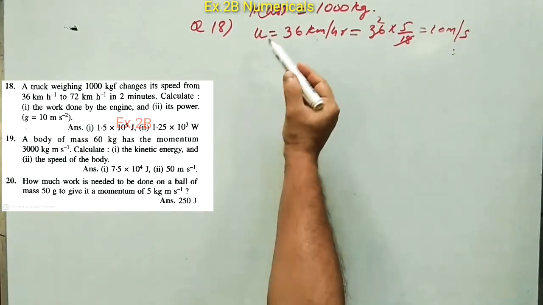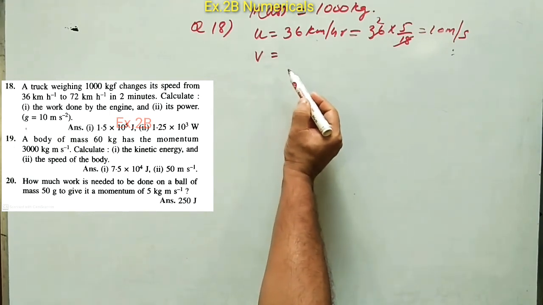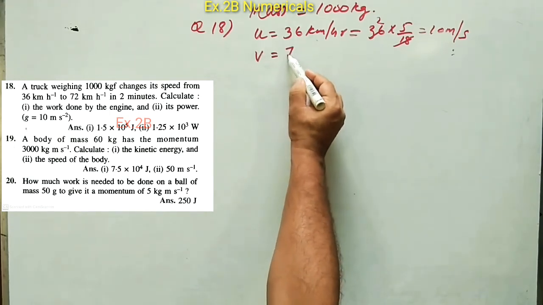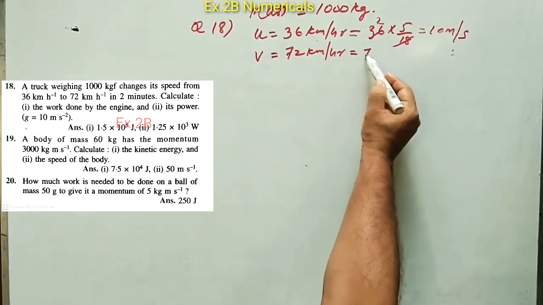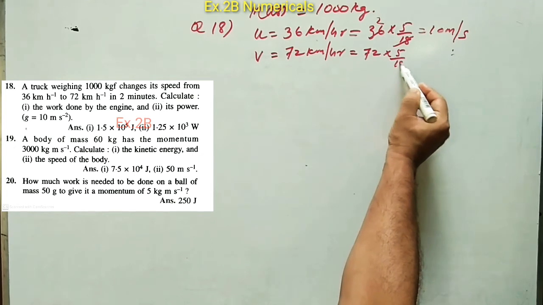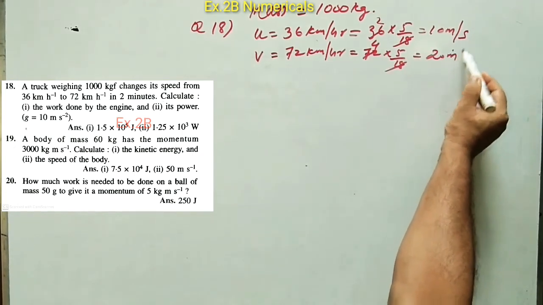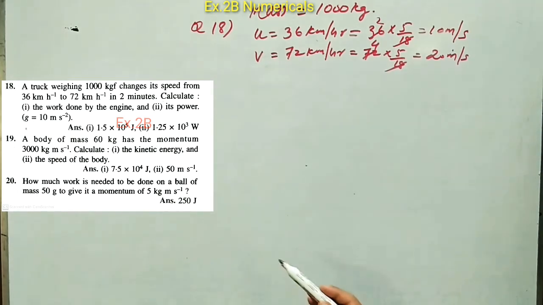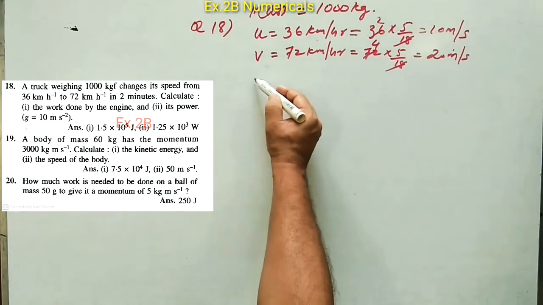Clear? So the final velocity or the final speed v is changing to 72 km per hour, that is 72 into 5 by 18. That's 4 5s are 20 meter per second. So we have converted into meter per second. Clear? Okay. Mass of the truck is 1000 kilogram. So we have to calculate the work done.